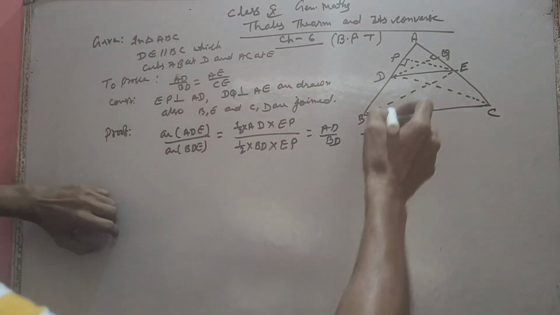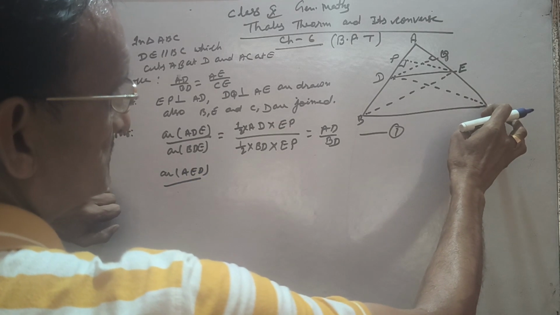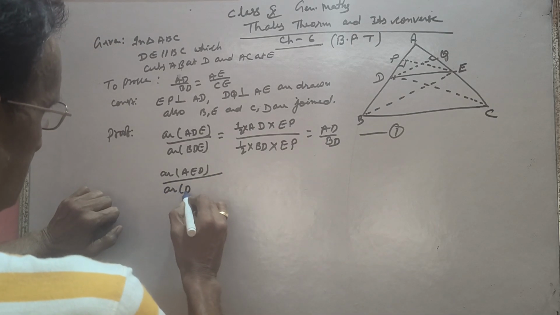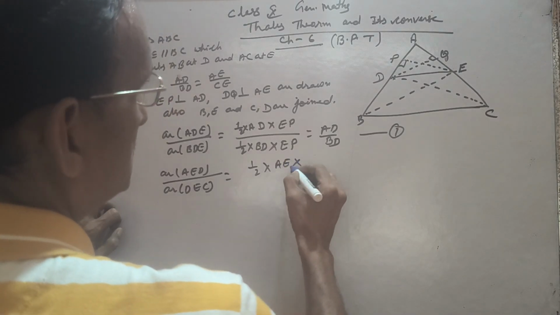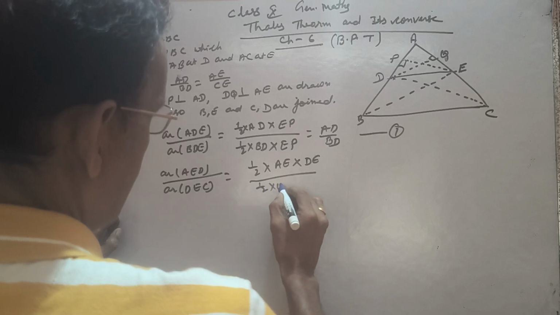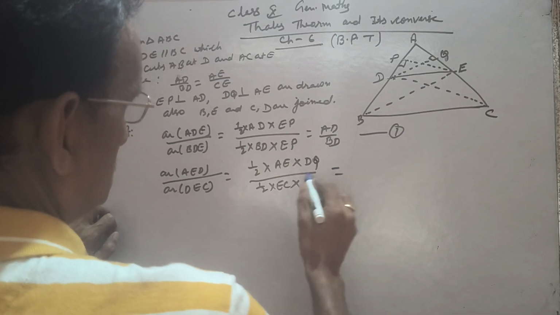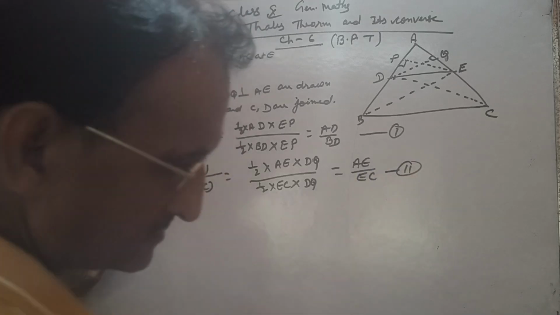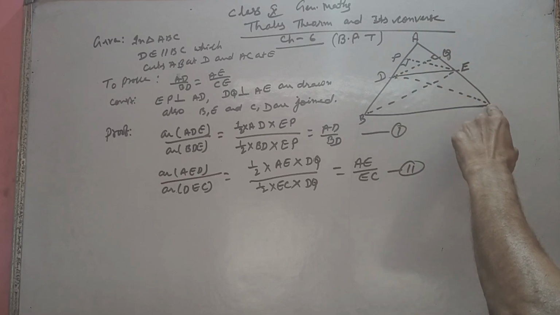Now go to the right hand side. This triangle, what is its name? AED. And this triangle, what is the name of this triangle? CED, or we can say triangle DEC also. Area of triangle AED is half into base AE into height DQ. And for triangle CDE or DEC, base is EC and height will be DQ only. So half cancels, DQ cancels. What we will get is AE by EC. Let it be equation 2. Understood? DQ is the height of triangle ADE as well as triangle CDE.